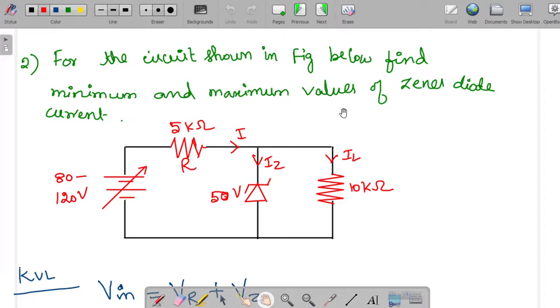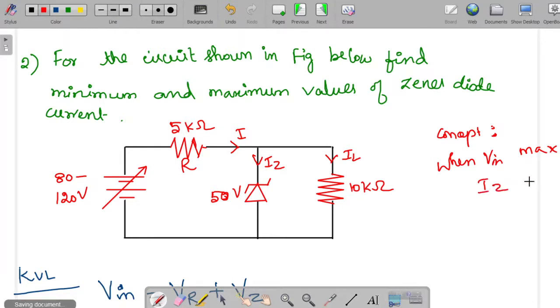Okay, so we should know that the maximum Zener current will be flowing when the input voltage is maximum. So this concept you should know. What is the concept behind this? When Vin is maximum, Zener current IZ will be maximum. That is the first case. Second case, similarly, we can write the vice versa. When Vin is minimum, then Zener current IZ will be minimum.